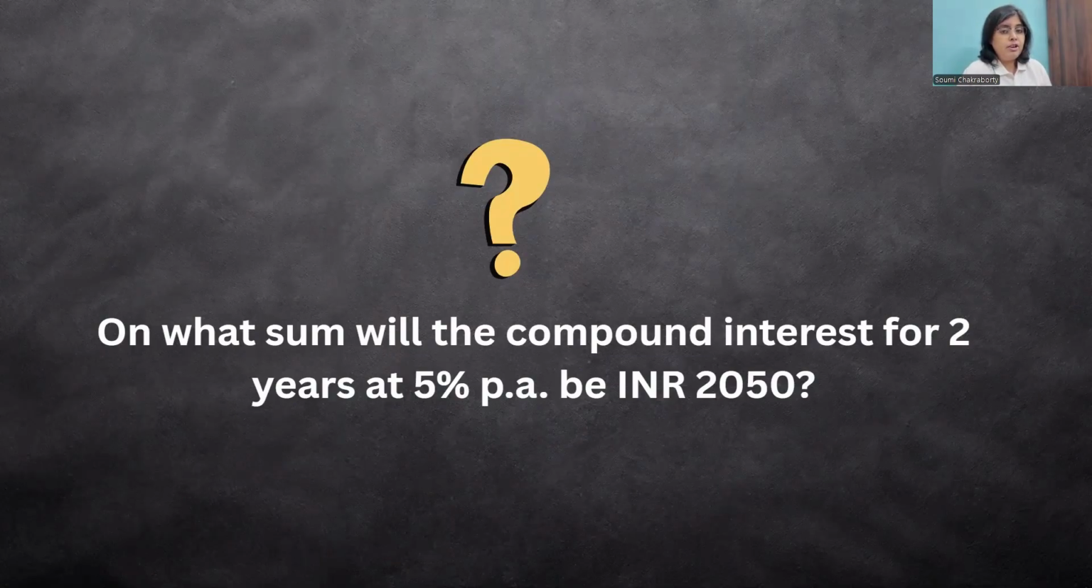So amount is clearly not given. How do we apply the formula? So it's a trick question. Let's see how we solve it. CI is given to us, which is rupees 2050. Principal not known. Time period 2 years. Rate is 5% per annum.